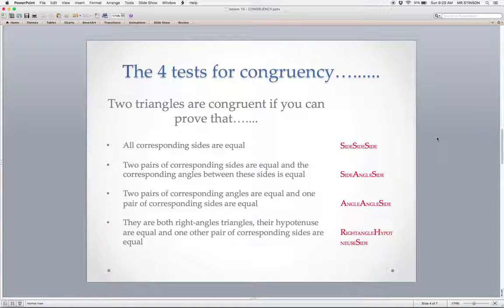So make sure you write this down in your notes, that the 4 tests for congruency are SSS, SAS, AAS, or RHS. The abbreviations will help you understand how to prove.